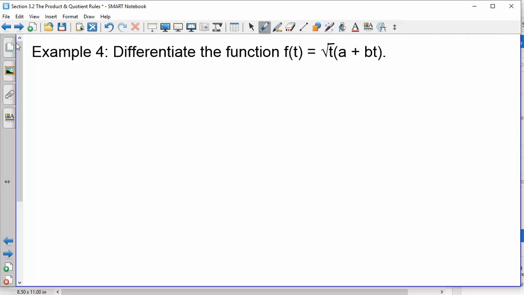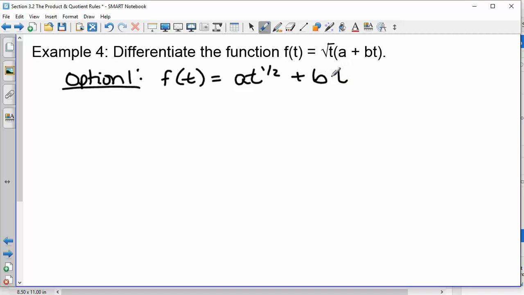So if I asked you to do this derivative, would it be faster to multiply or do the product rule? Which one do you think? Maybe multiply. I mean, it's really a toss-up either way. If you multiply first, this is like a t to the 1/2. So if you distribute that, you get a times t to the 1/2 plus b times t.